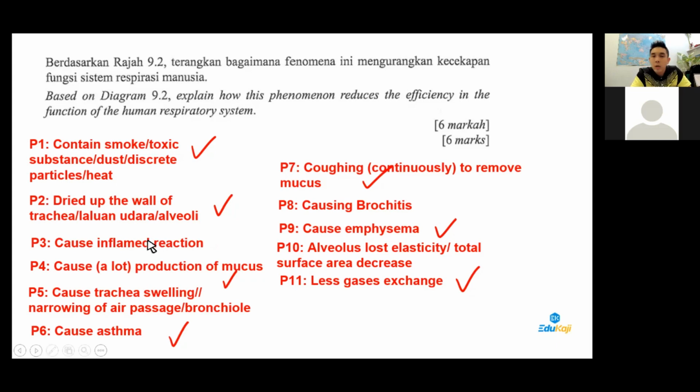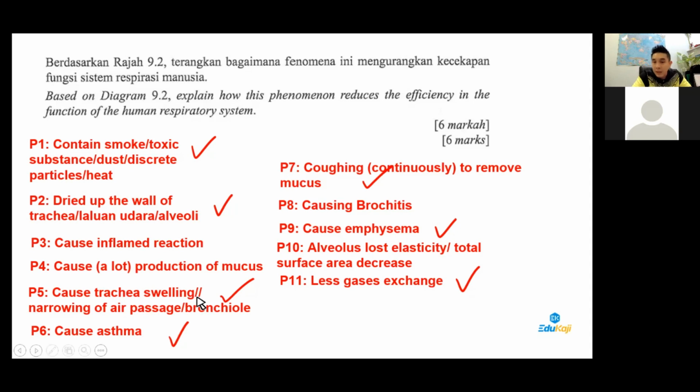I think this 6 is quite good. First of all, haze contains toxic substances, and it's very dry, guys. Some of you may have skin itchiness during the period of haze. So this will dry up the alveoli as well. Mucus, never mind. This may cause narrowing of the air passage, leading to asthma. Asthma, 1 mark.